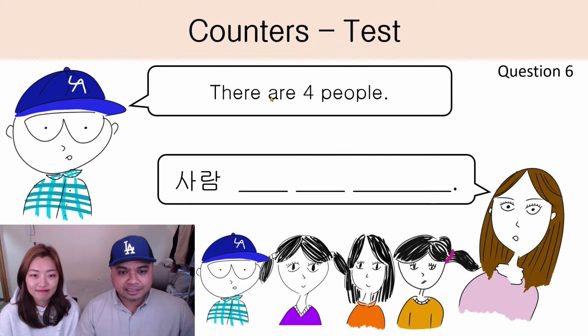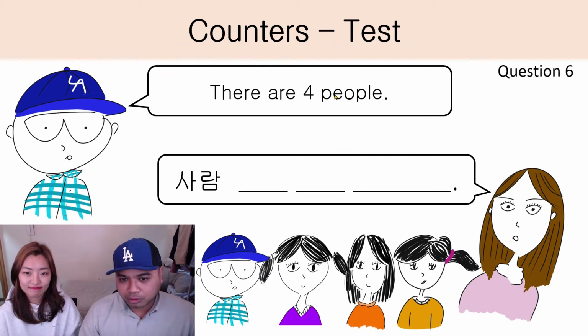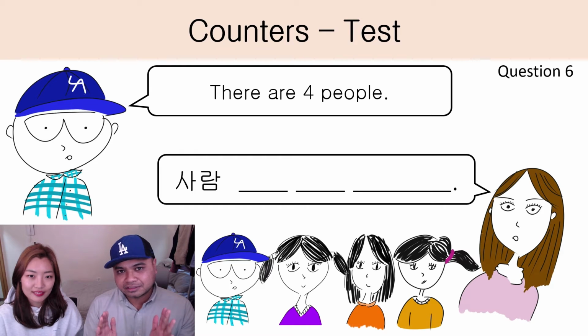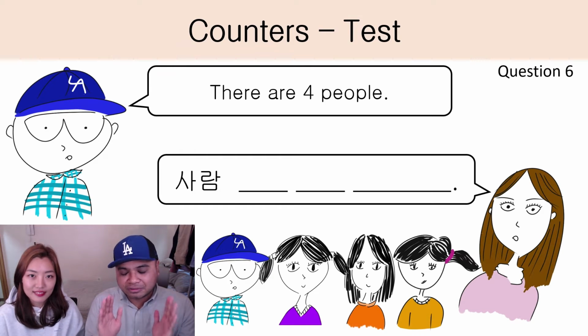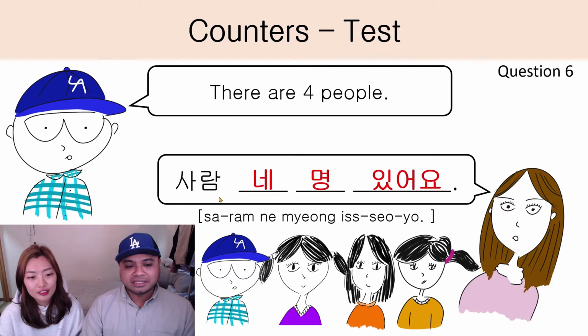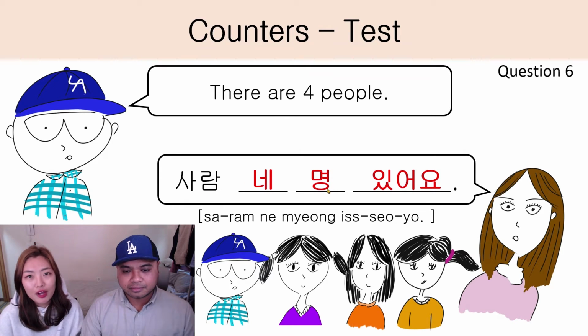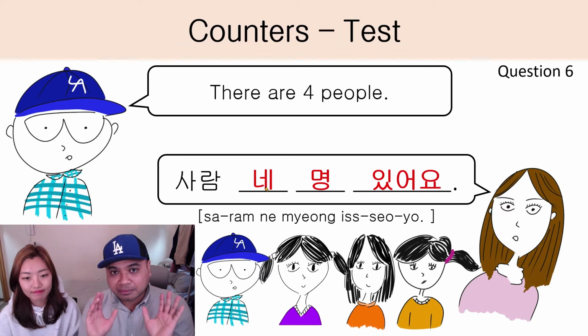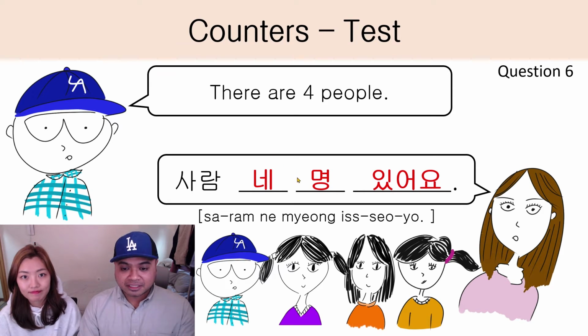Now, we've got to translate this into Korean. There are 4 people. How do we say 4? 넷. But remember, we've got to drop the last letter, so we don't say 넷, we say 네. 네, and then the counter for people, 명. So we need to say, 사람 4명 있어요. 사람 means people, 네 is 4, not 넷. Remember, you've got to drop the last letter. Don't say 넷. 네 명 있어요.